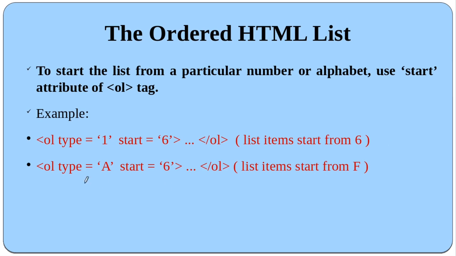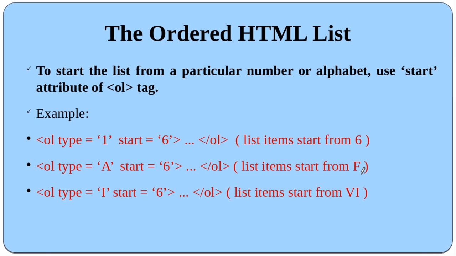In this example, OL type equals to capital A, start equals to 6. Then the list items are displayed starting from F, because F is the 6th letter. If you want to display the list items from Roman number 6, you use type equals to capital I, start equals to 6.